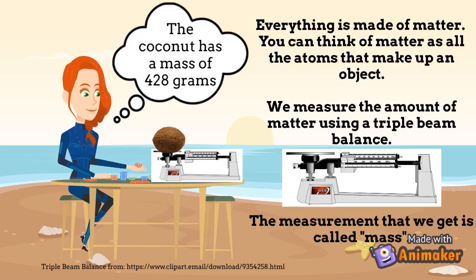Everything is made of matter. You can think of matter as all the atoms that make up an object. We measure the amount of matter using a triple beam balance, and the measurement that we get is called mass. So when we put the coconut on the triple beam balance, we can see the coconut has a mass of 428 grams.